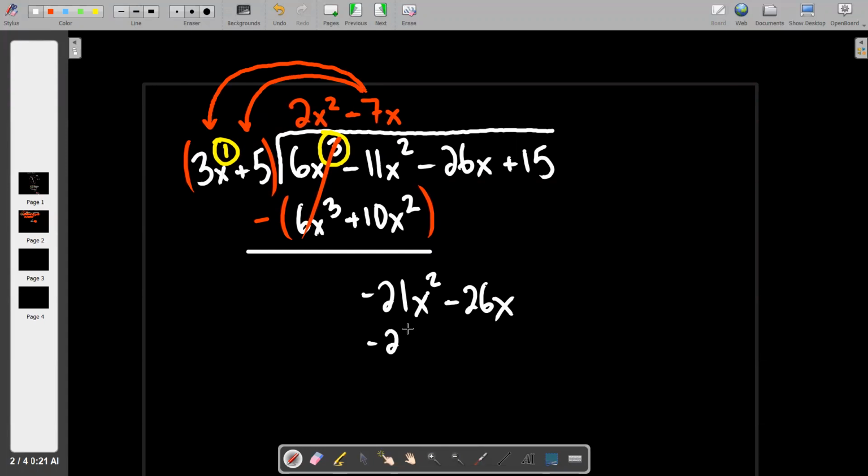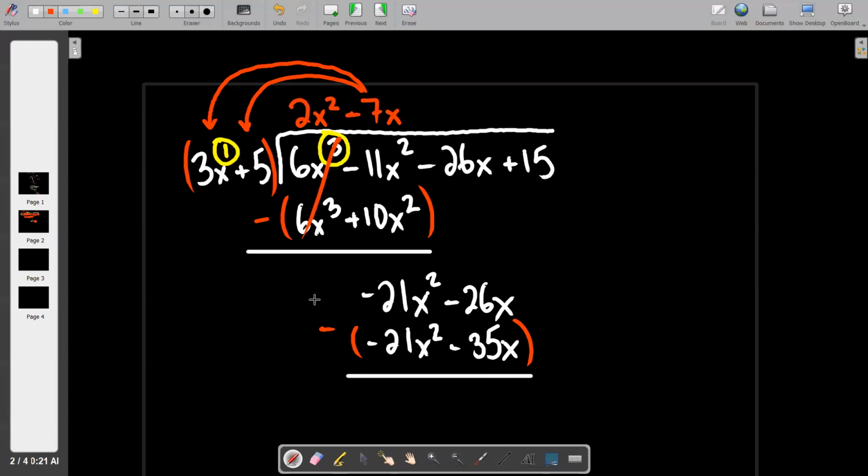Perfect. Negative 21x squared. The next one's going to be minus 35x. And at this point now, we're going to put a dividing line to seal it off. We're going to put a minus sign, and we're going to put some parentheses. And now we have to do the math.